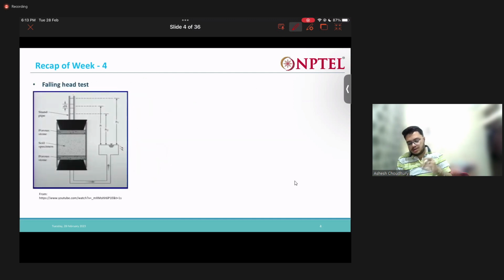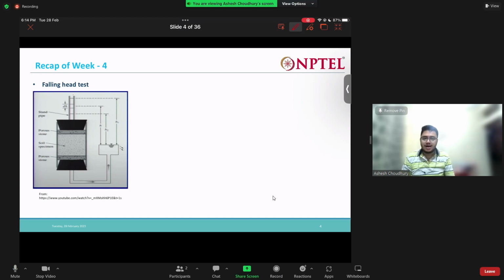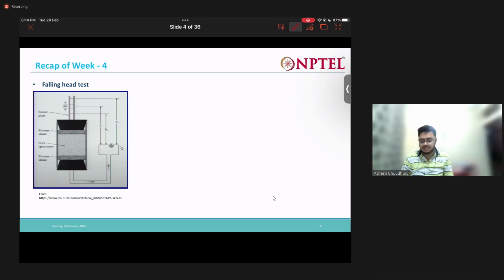Okay, so the next test is the falling head test. In the constant head test, you saw that there is a constant supply of water, and due to this constant supply the head is maintained, right? The head is always h, small h, it's maintained at small h, isn't it? So the head is always maintained. But in the falling head test, the head is allowed to reduce. There is no external constant supply of water, due to which the head reduces.